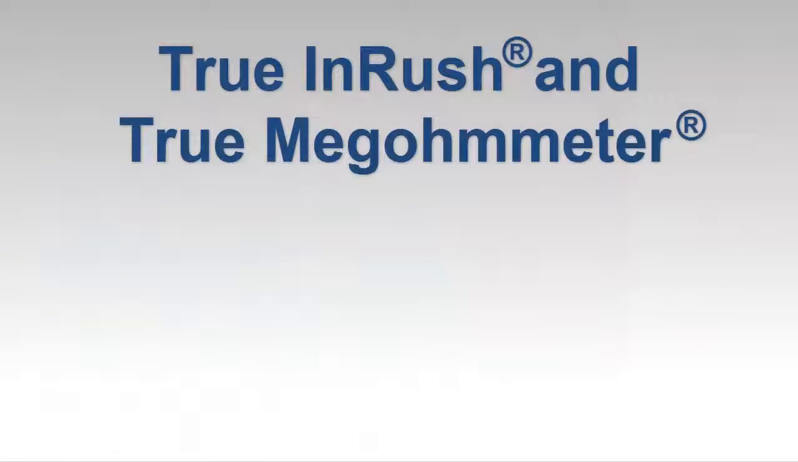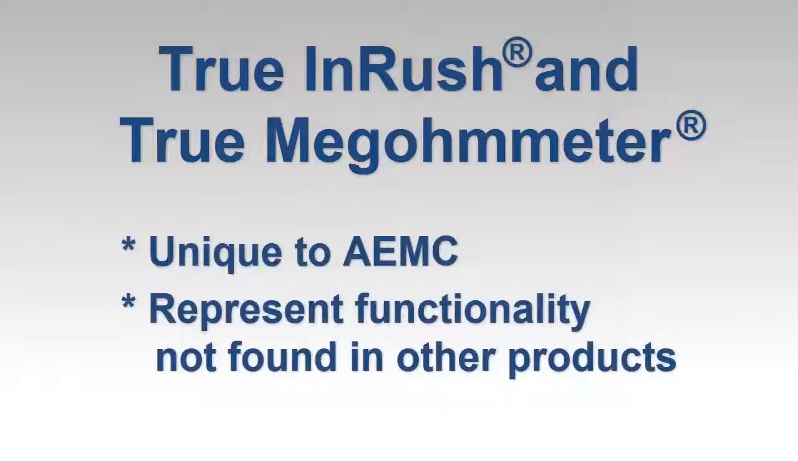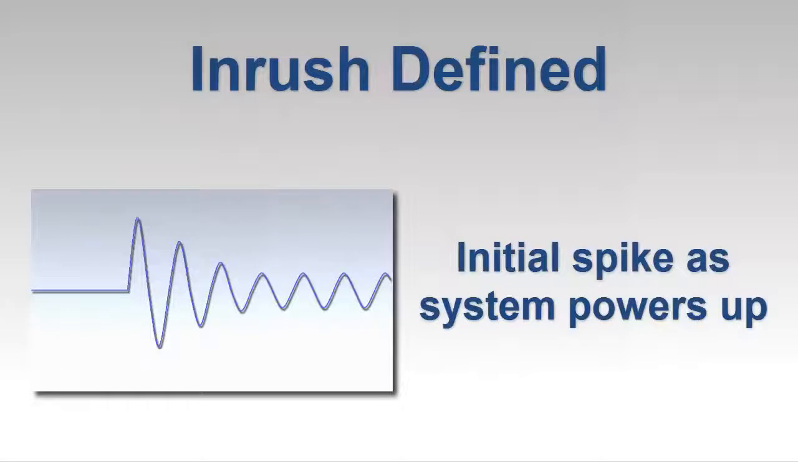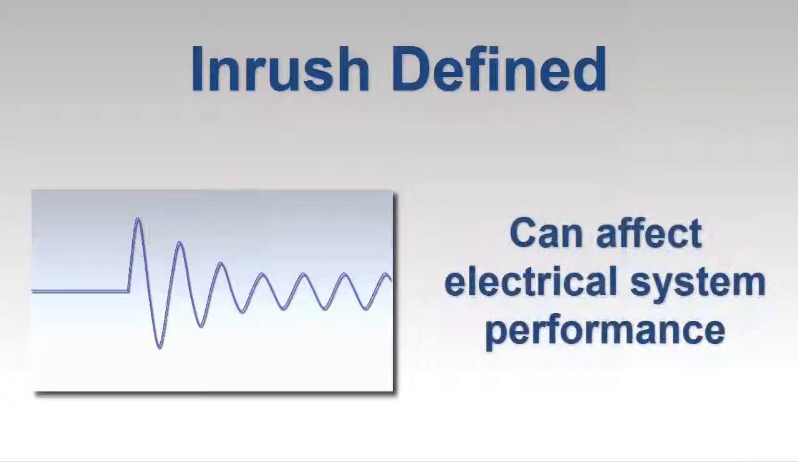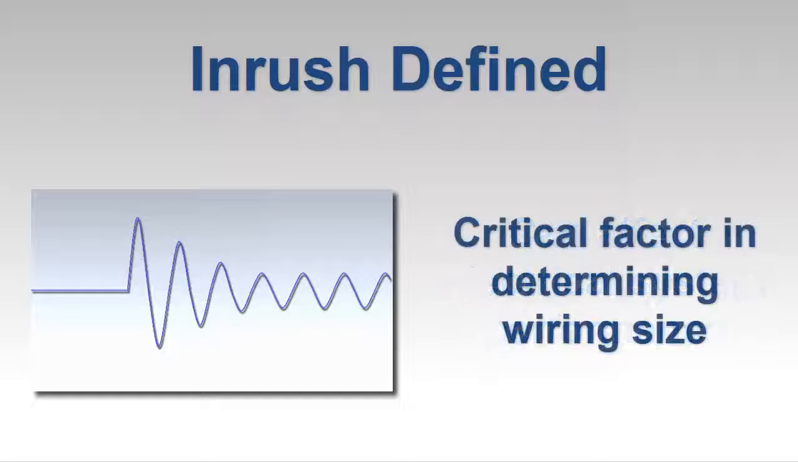Less well known are the terms true Inrush and true Megohmmeter. These are unique to AEMC and represent advanced capabilities. When an electrical system or device is turned on, voltage and current initially spike before settling down to a steady-state operation. This phenomenon is known as startup inrush, and it can be an important consideration when monitoring your electrical network for events that could affect the performance of your facility. Inrush is also a critical factor in determining the proper sizing of your network.